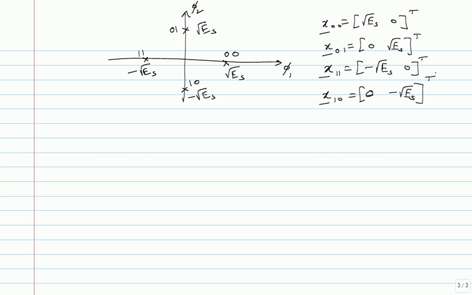Okay, so you can see why it's called phase shift keying, and you can also see it's different from 4PAM. It's very different from 4PAM. First of all, it's two-dimensional, so things change a lot. So it's very different from 4PAM.